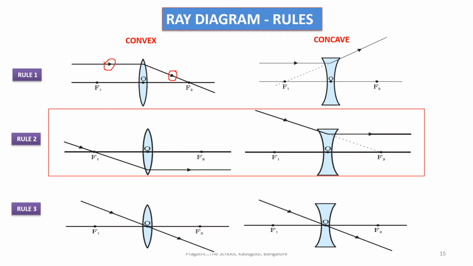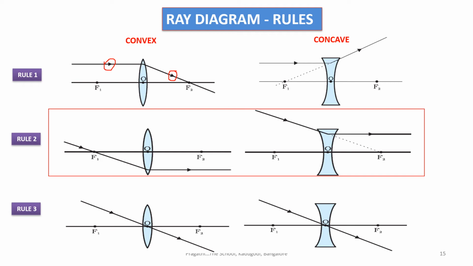So we need to see the rules. Rule number one. What does rule number one say? Whenever a light ray is passing parallel to the principal axis, it converges through the focal point. That means it is converging.